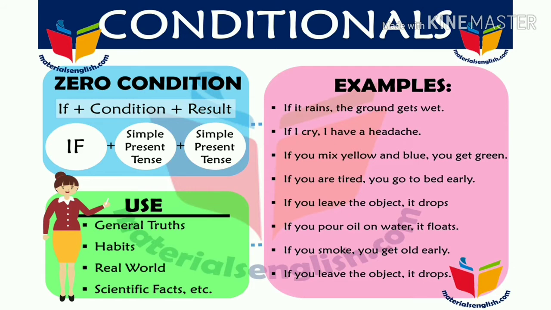If it rains, the ground gets wet. So you have if plus rains, the verb in the present. The ground gets wet. Gets, the verb to get in the present. If I cry, I have a headache. If you mix yellow and blue, you get green. If you are tired, you go to bed early. As you can see, all these sentences are composed of if plus condition in the present plus result in the present.